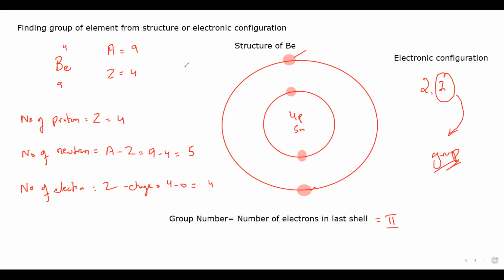So another element, we have magnesium, which is 12 and 24. So what is A here for magnesium?